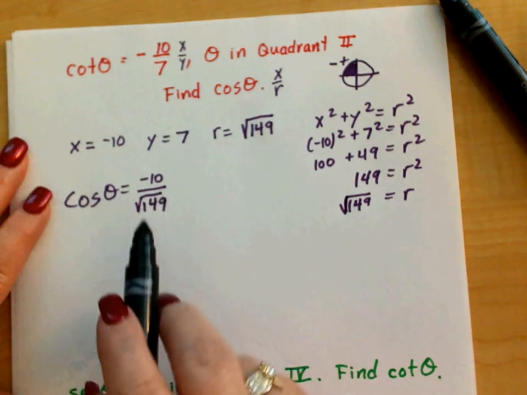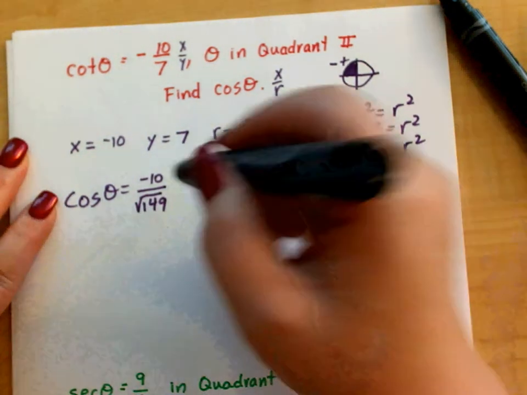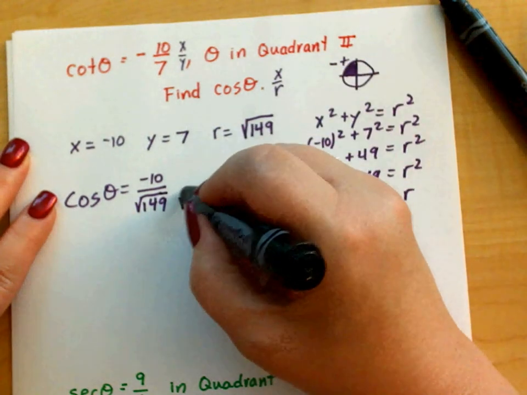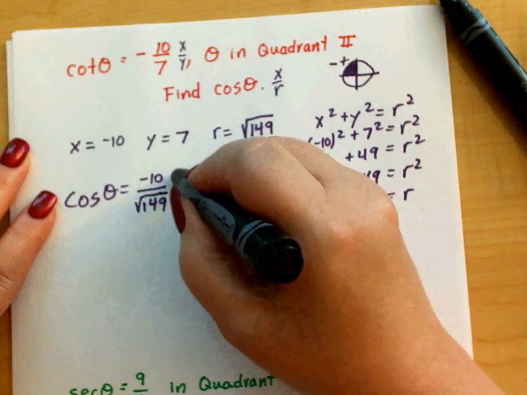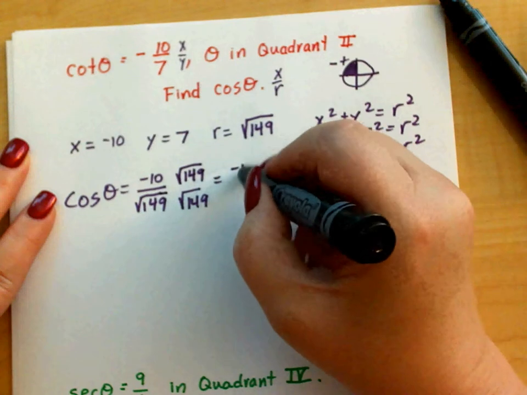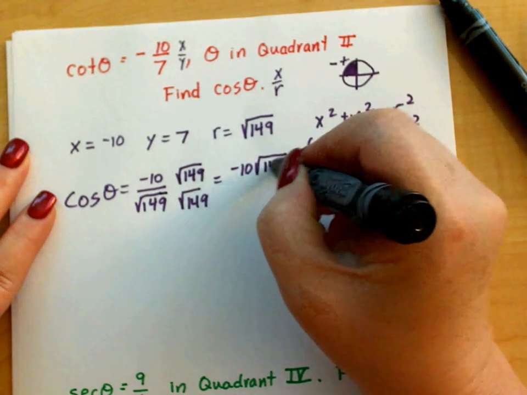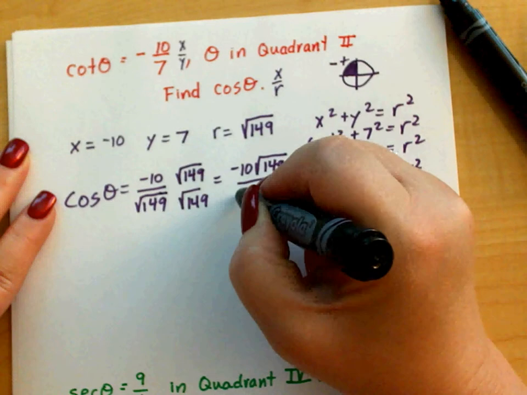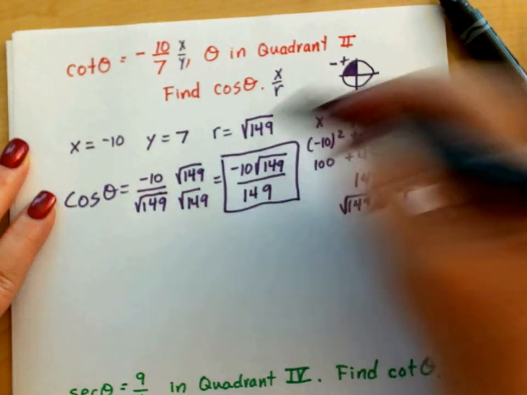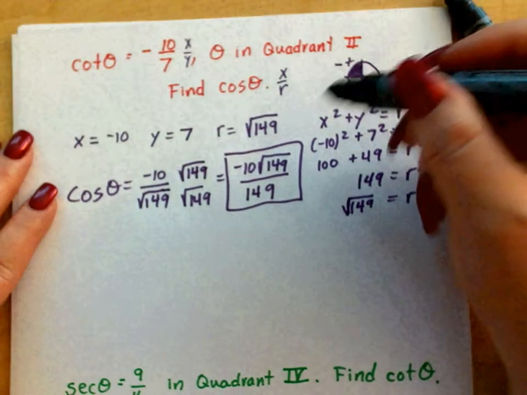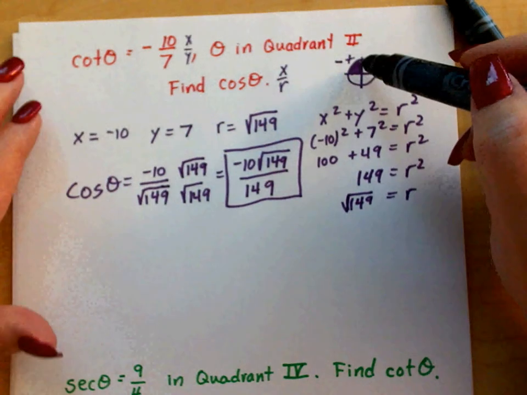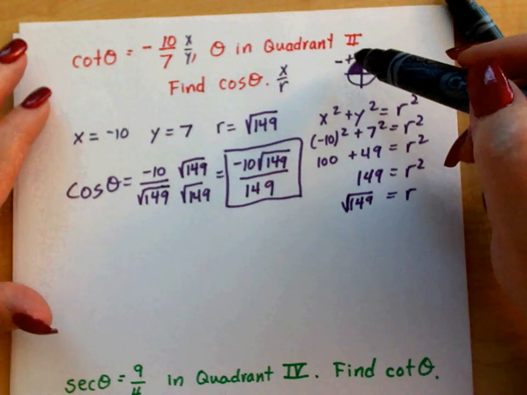But we cannot leave a radical in the denominator. It's bad mathematics, and I do not like my numbers on the trashy side. So I'm going to rationalize my denominator. I multiply numerator and denominator by the square root of 149, which gives me negative 10 square root of 149 over 149, and that would be my answer. All right, just simply an XYR problem. I knew what x was, I knew what y was, I knew it was in quadrant 2, and that helped me differentiate where the negative sign went.